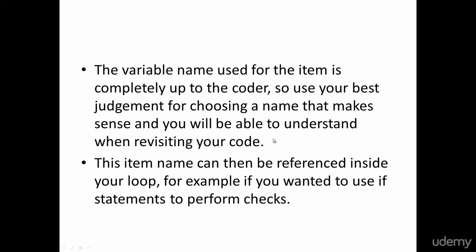So that variable name that I used, item, is actually completely up to the coder. You're going to be able to just choose a name that makes sense to you, and hopefully you choose one that you're going to be able to understand when you're revisiting your code in the future. And then that item name can also be referenced inside of your loop. So for example, if you wanted to use if statements to perform checks. So that's the presentation. Let's go ahead and hop back to the Jupyter notebook.